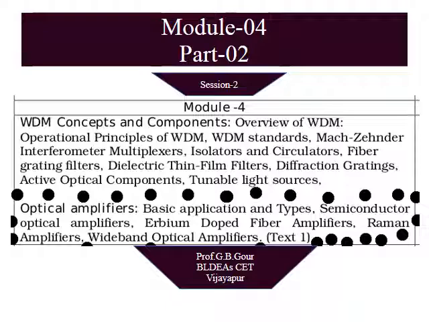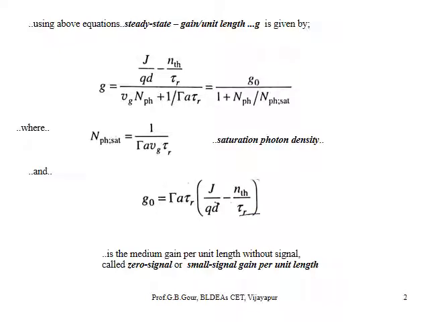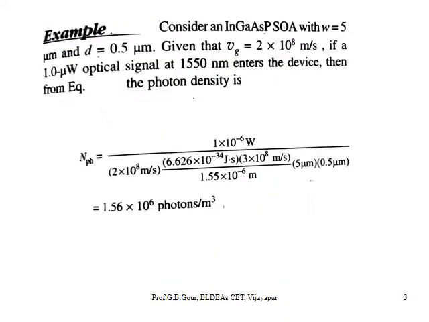So today we'll see a continuation of the gain equation of the semiconductor optical amplifiers, which we completed in the last video, session 1. These are the equations we got there. Here you can see G naught, which indicates the gain without any optical input, and this indicates the gain with optical input, which we got in terms of the saturation photon density. Based on that we have a simple problem here.